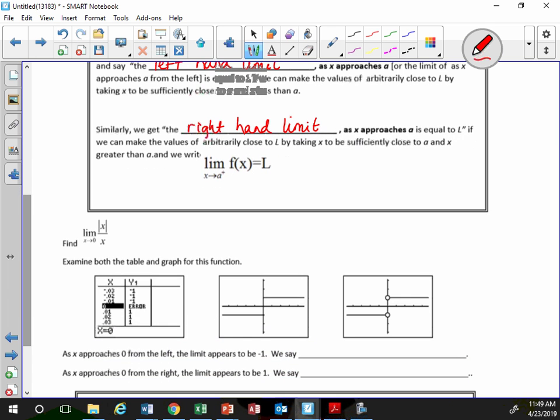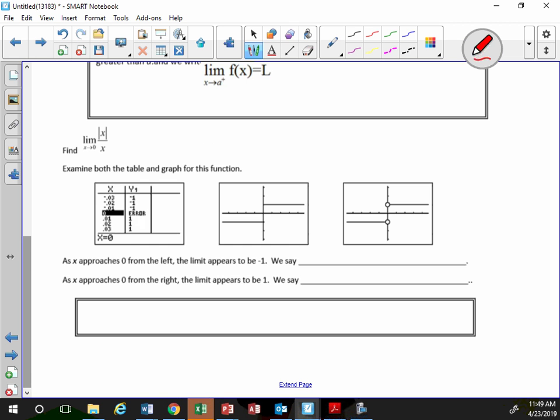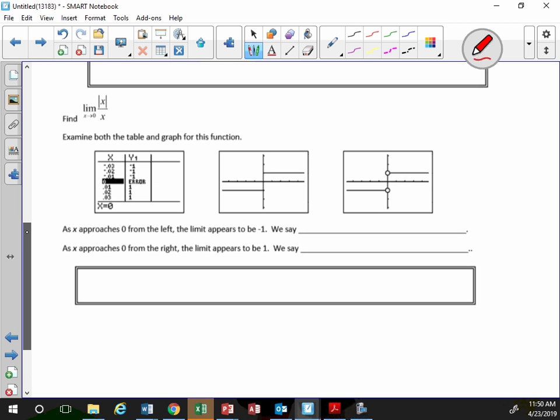Alright guys, so let's look at left and right-hand limits here. Okay guys, way too many side conversations. Notes are not terribly long, we need to get through them, okay?